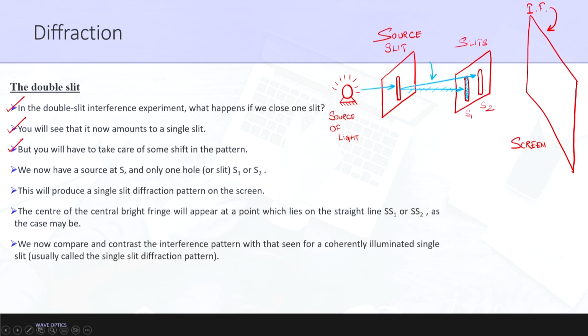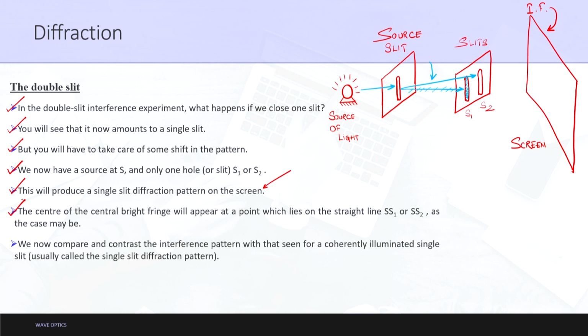We now have a source at S and only one hole, which is either S1 or S2. So these are the S1 or S2 being talked about here. This will produce a single slit diffraction pattern on the screen, quite evident. A single slit diffraction pattern is nothing but the intensity of the central bright fringe being maximum, and then it keeps on decreasing as the path difference keeps on increasing. The center of the central bright fringe will appear at a point which lies on a straight line SS1 or SS2 as the case may be.